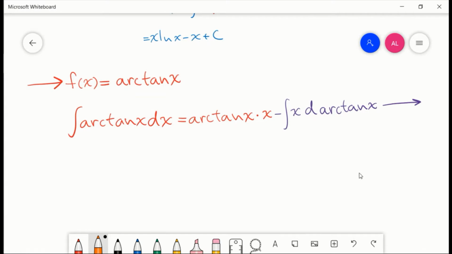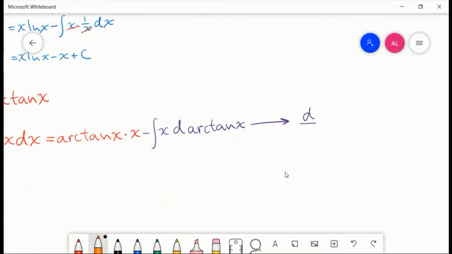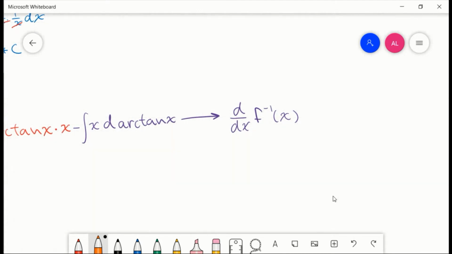Now, d arctangent of x, that is the derivative of arctangent of x dx. So let's find the derivative of the arctangent of x, and in fact we will prove what the derivative of the arctangent of x is equal to. So the arctangent of x, right, that's the inverse function of the tangent of x. So let's just look at the derivative of just any inverse. And that, by the derivative of the inverse function formula, is 1 over f prime of the inverse.